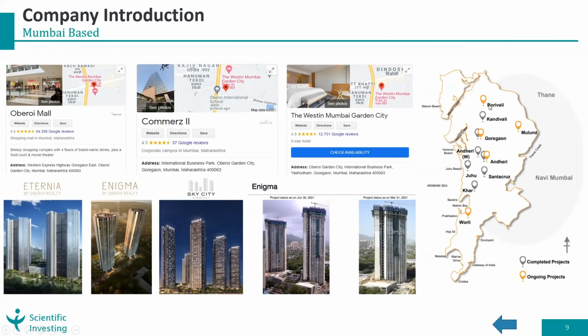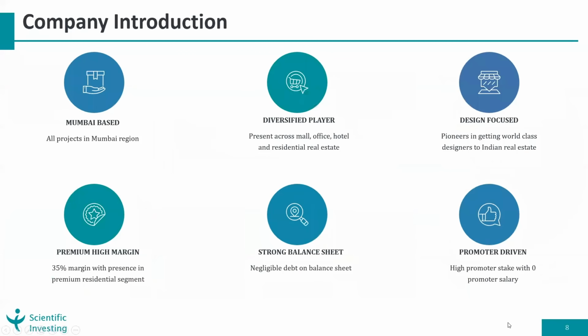Also, some of their upcoming projects are in the same area, like in Borivali. And then in Worli, they have started some projects. Also, they're getting into the Thane region. So these are some of the commercial or rental properties. And then these are the various real estate developments. If you see, most of the projects are executed in that Andheri to Borivali area. So it's totally in the Mumbai region as of now.